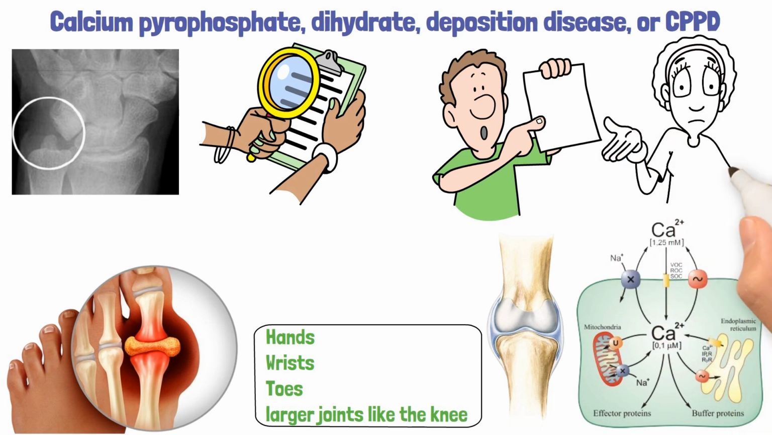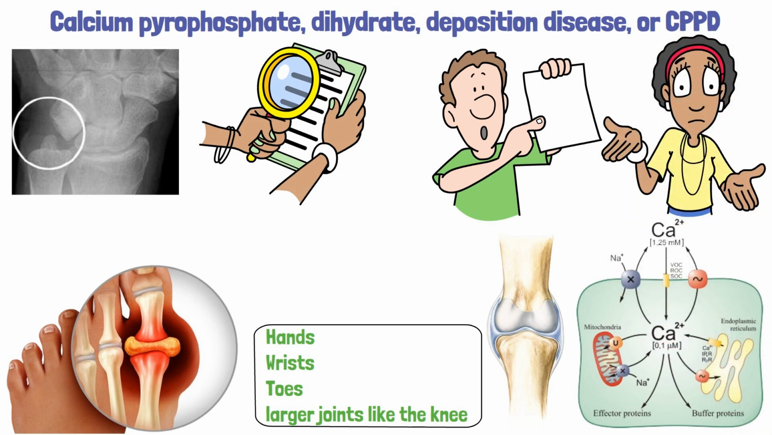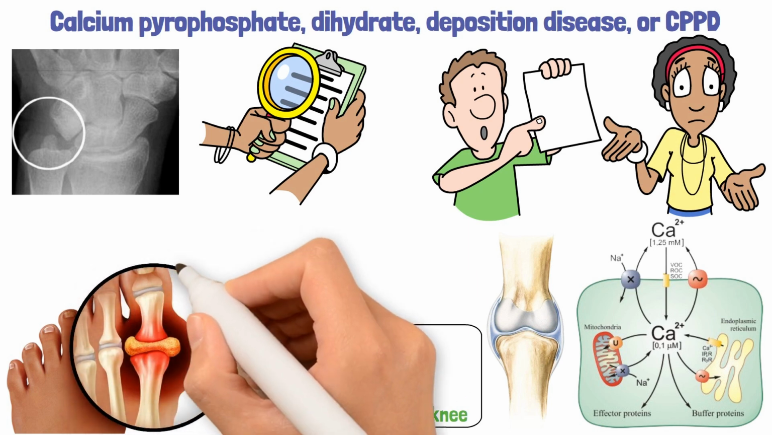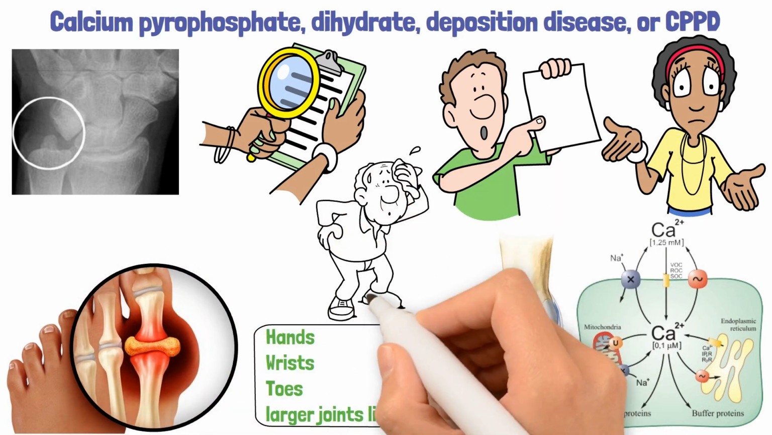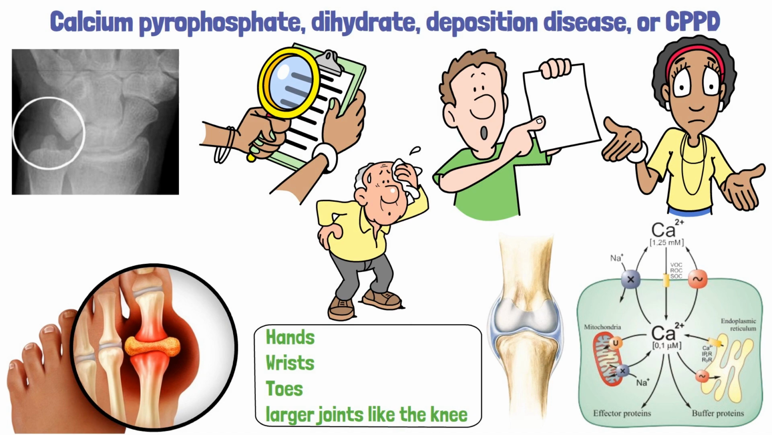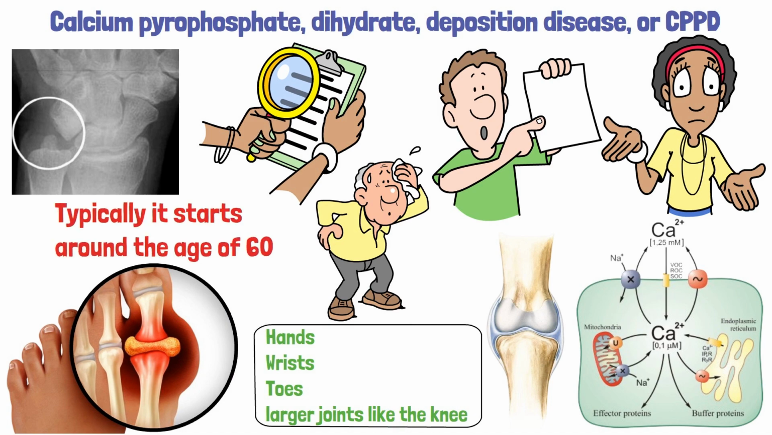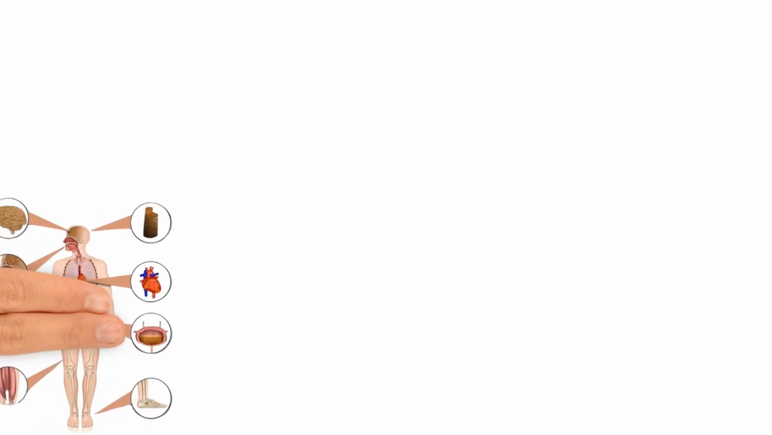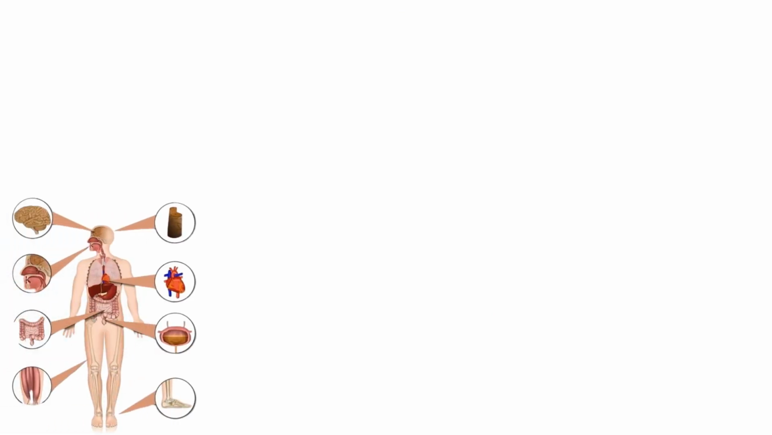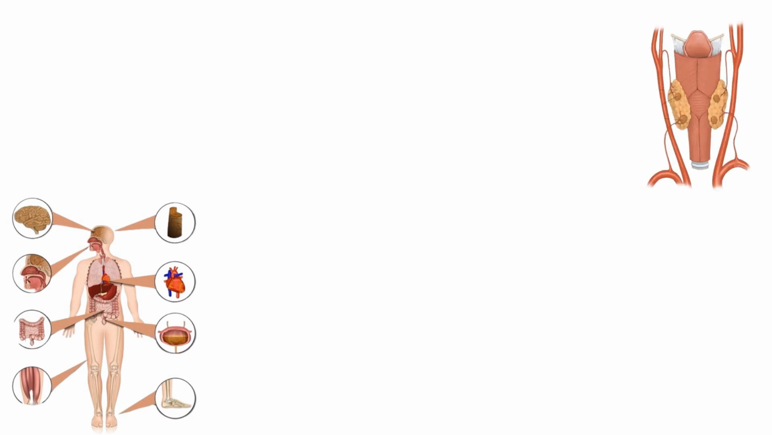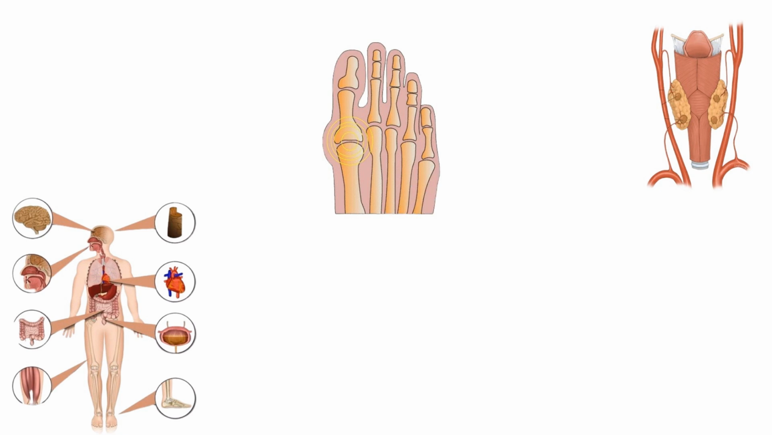When an episode occurs, it can come on very suddenly and be extremely painful, causing the joint to become swollen, warm, and red. The condition is more common in older individuals. Typically, it starts around the age of 60. However, it can also affect younger people, particularly those with underlying medical conditions related to calcium metabolism, such as an imbalance within the parathyroid glands. Unlike gout, CPPD tends to be more common in women than men.